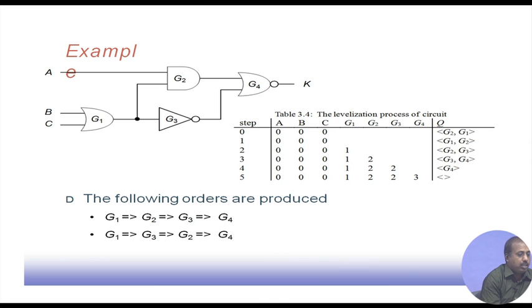Now, suppose we take this graph. In the first step, A, B and C are assigned level 0, and in the queue I have these two nodes G2 and G1, because they are at the fan-out of A, B and C. Then at step 1, I have 0, 0, 0 for A, B, C, and G1, G2 remain. Now, G1 will be picked up.